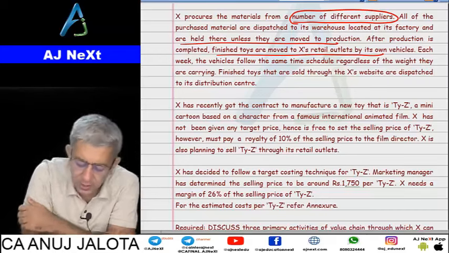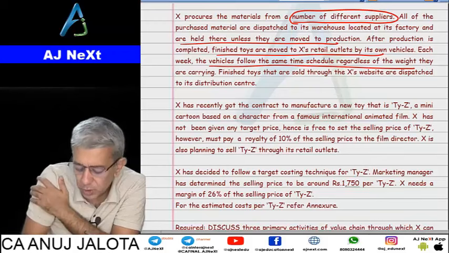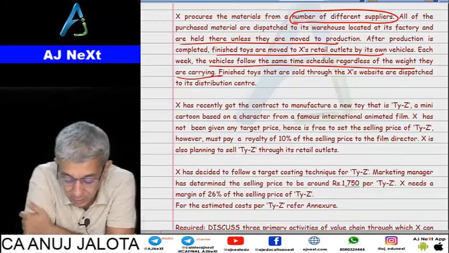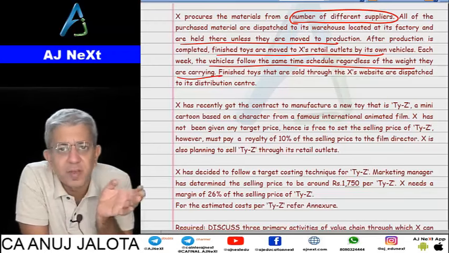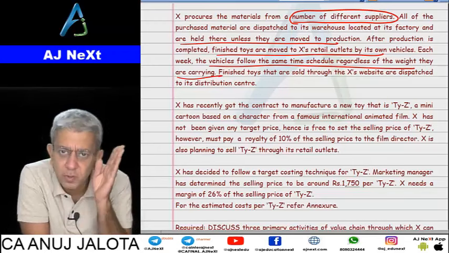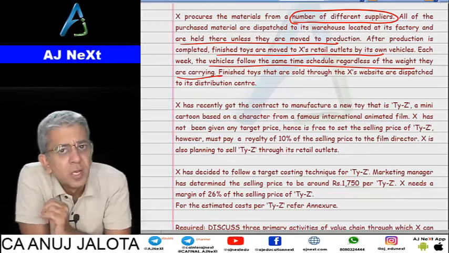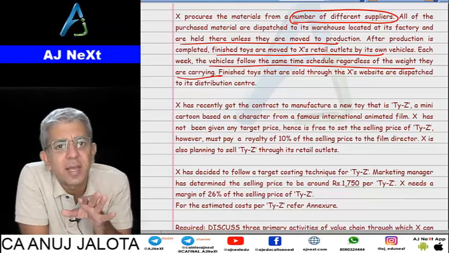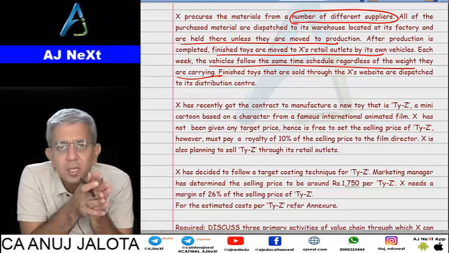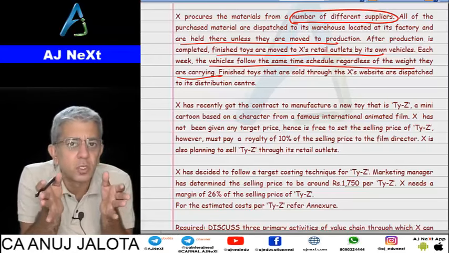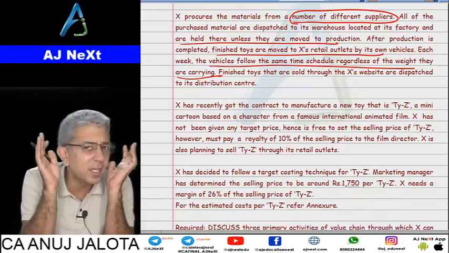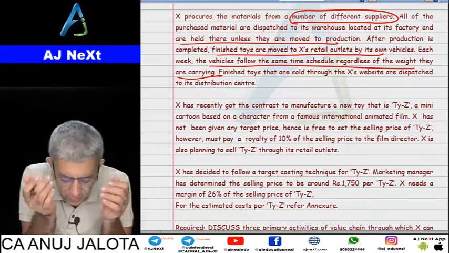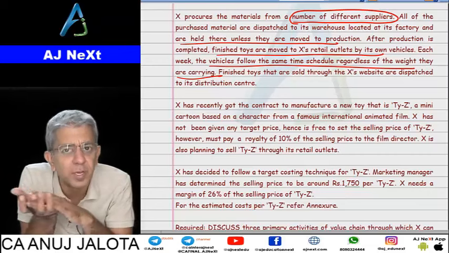Each week, the vehicles follow the same schedule regardless of the weight they are carrying. Now this line is important for us. So we have a fixed schedule. For example, every Wednesday, toys will be going from the factory to the retail stores. This is irrespective of whatever weight they are carrying. Even if there are very few orders, we still do the transportation. We think, let there be a fixed schedule irrespective of anything. So sometimes trucks might be going a bit empty here.